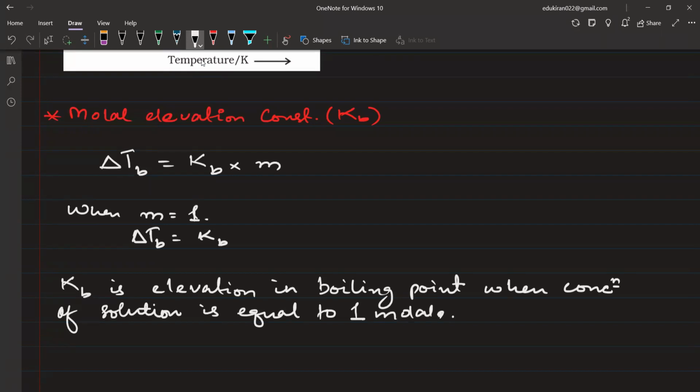Okay. Now from this equation I can write KB is equal to delta TB upon m. The unit क्या हो जाएगी KB की? Delta TB will be in terms of Kelvin. Degree Celsius में हो सकता है, but Kelvin. Molality will be in moles per kg, and since it is in denominator, it will be kg per mole. Kelvin kg per mole is the unit of KB, molal elevation constant.